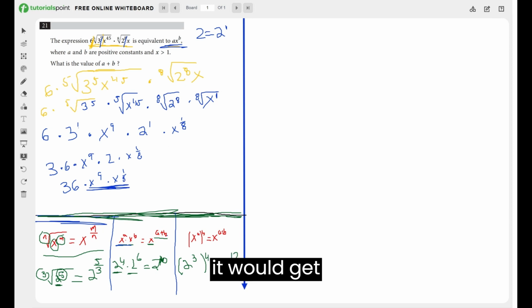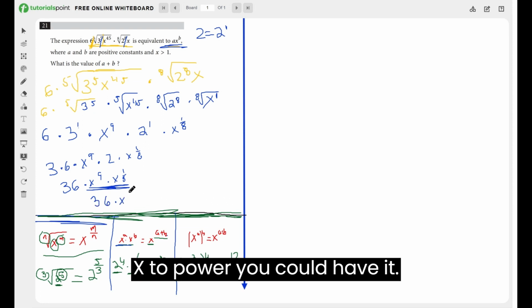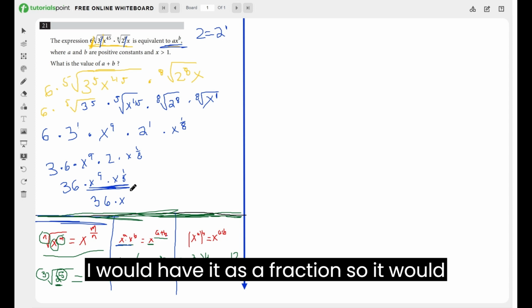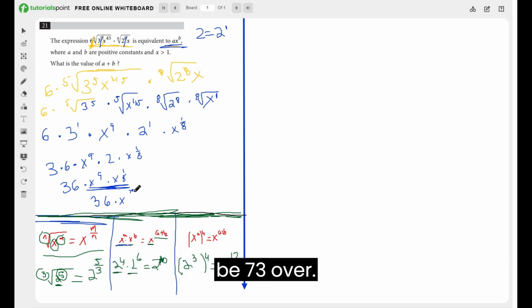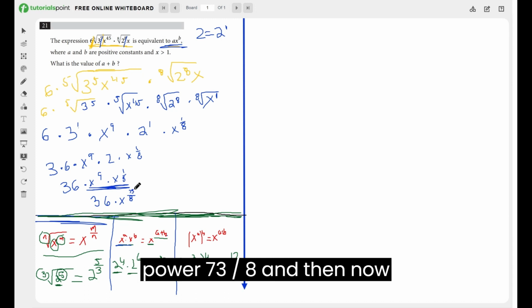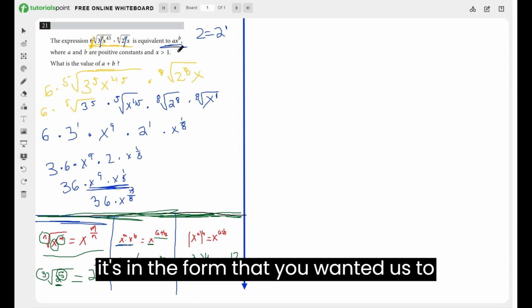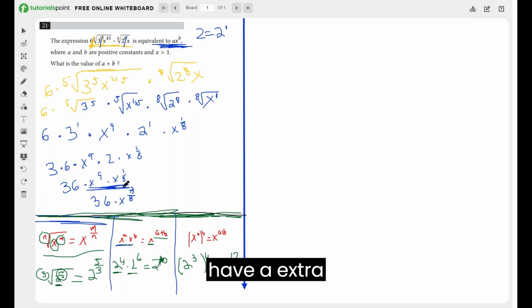Since on the digital SAT you can use a calculator for everything, you can plug this into your calculator, or you can do it in your head, and it would get you 36 times x to the power of, I would have it as a fraction, 73 over 8. And now it's in the form that I wanted us to have, ax to the power of b. B is 73 over 8.